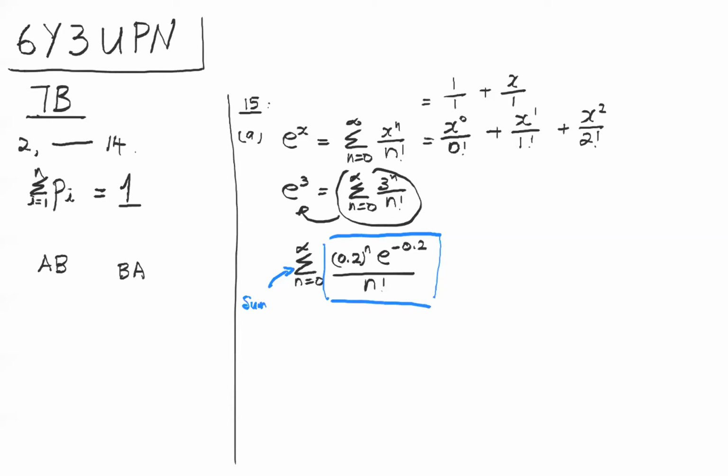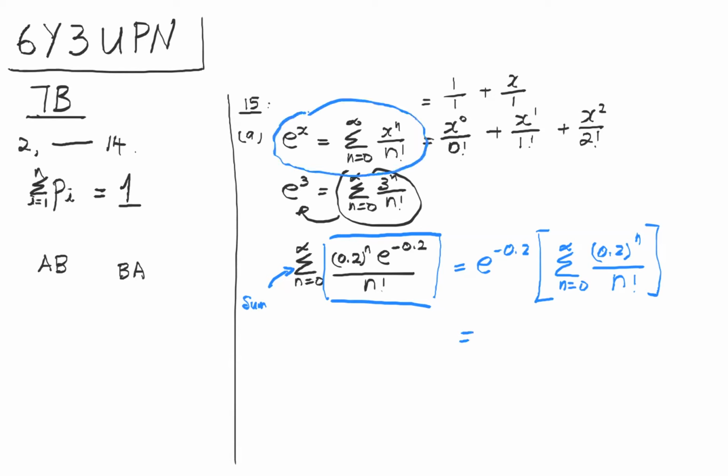Okay, so the constant is e to the power of negative 0.2. So what I can do is take e to the power of negative 0.2 out. Then I write down here the sum of n equal to 0 to n equal to infinity of 0.2 to the power of n over n factorial. Can or not? So according to this formula, how can I replace this with?